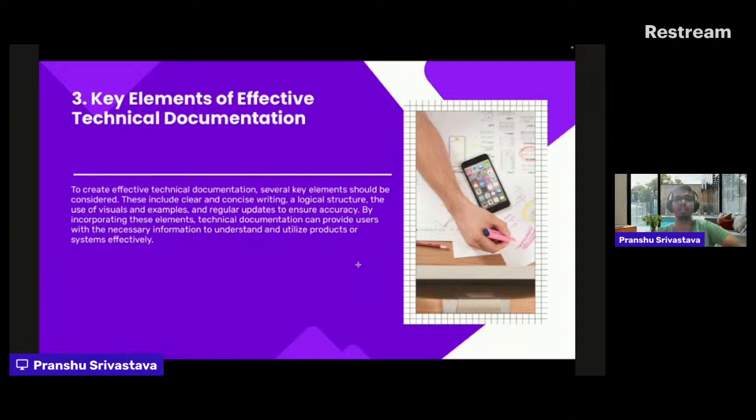So, the key elements of effective documentation can be different from project to project. Some projects like to delve deep into every technology that they have used, every service that they are using, and how these services are communicating with each other. But some projects may just like to provide information about the important things that the contributors need to contribute to that project. That can be understood by talking to the maintainers of the project and by going through the documentation of that project.